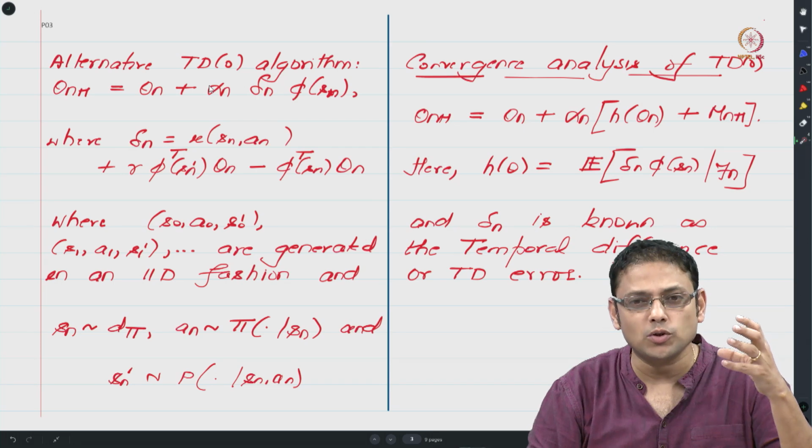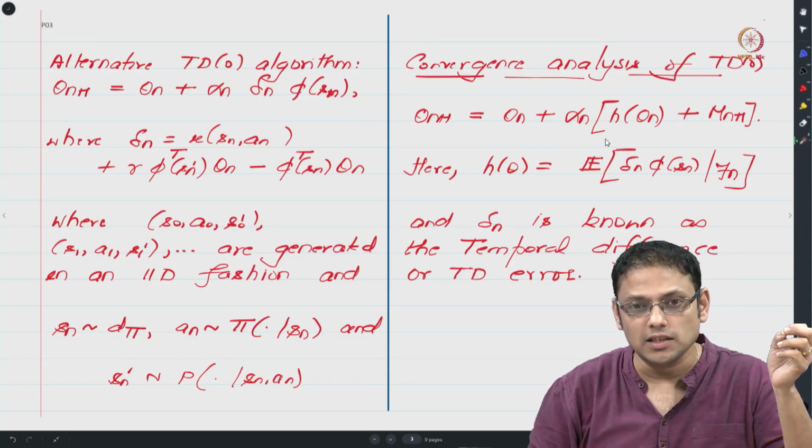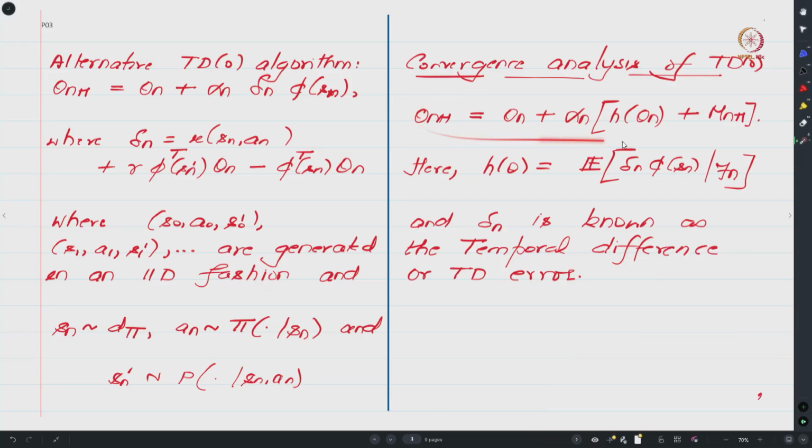Now what we are going to do is make use of whatever we have studied, in particular the ODE method, in order to understand the behavior of this algorithm. Towards that, we will rewrite this algorithm in a form that enables our analysis, that is, we would write theta n plus 1 as theta n plus alpha n times h of theta n plus mn plus 1, where h of theta n is basically the conditional expectation of whatever was there with respect to the information that you have at time n, and your mn plus 1 is basically delta n phi of Sn minus h of theta n. Is this okay? One can see that because of the way we have defined h of theta n, this indeed becomes a martingale difference noise.